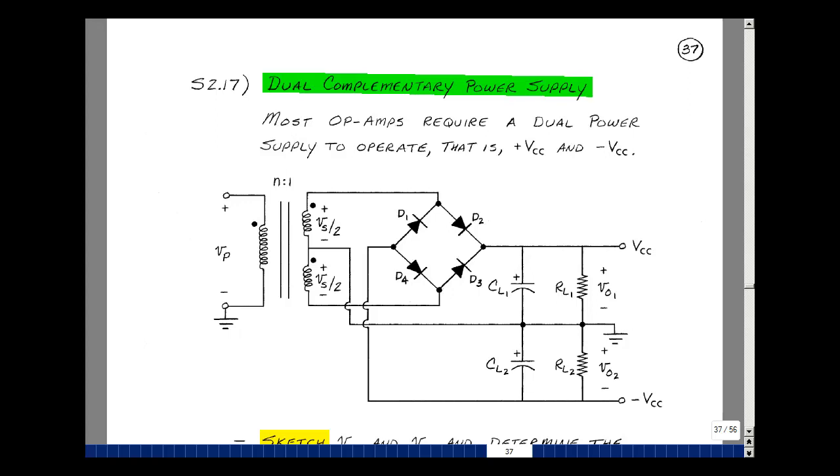This lesson deals with supplemental problem 217. You can find this problem in the ECE302 ebook in the Chapter 2 Supplemental Problems starting on page 37. We'll take a look at making a dual complementary power supply.